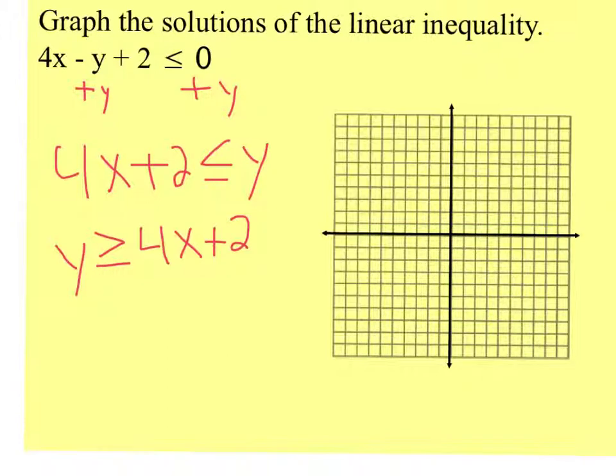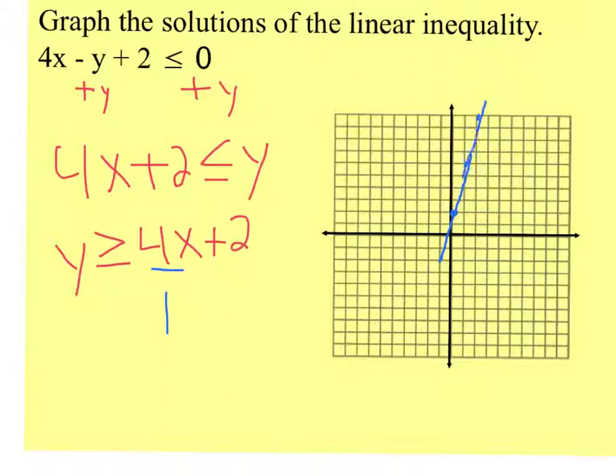So now let's graph this. Start at 2, so 1, 2, make a dot, and then go up 4 over 1. 1, 2, 3, 4 over 1. 1, 2, 3, 4 over 1. And 1, 2, 3, 4. We can apply it the other way.